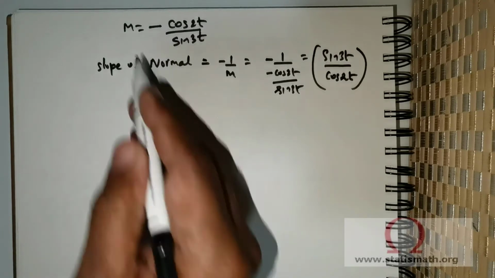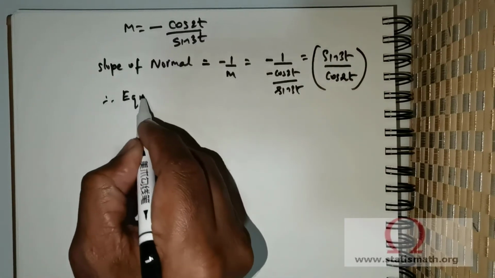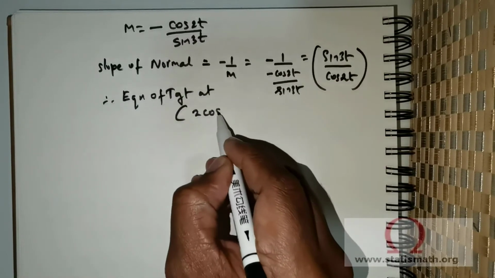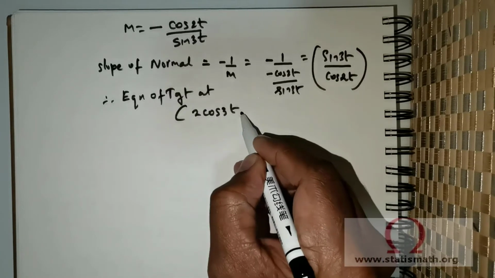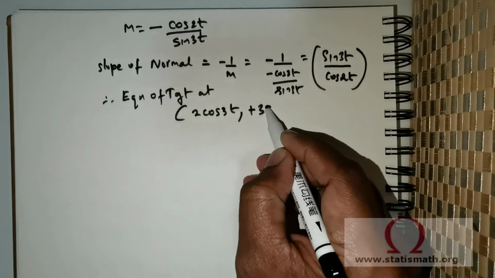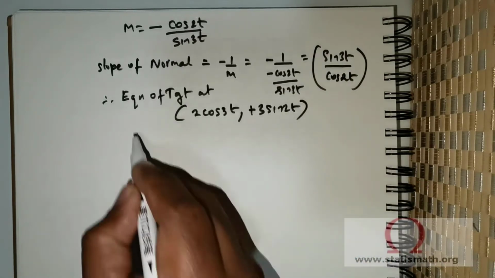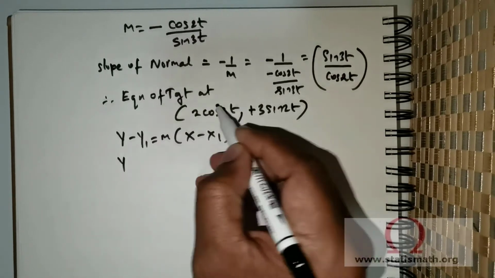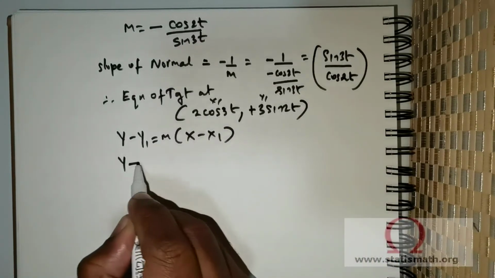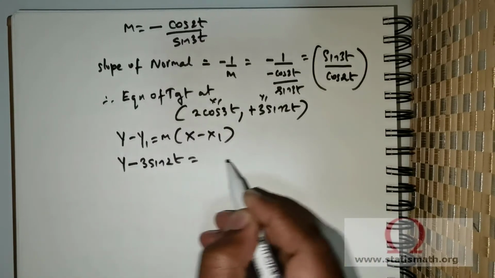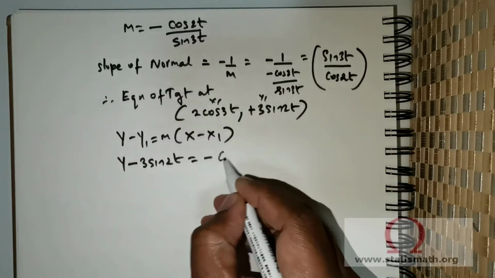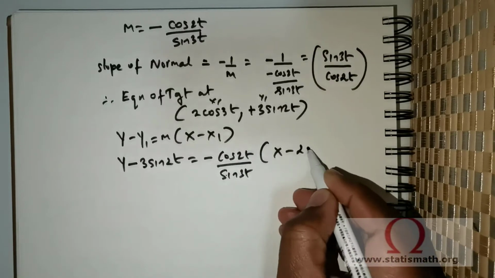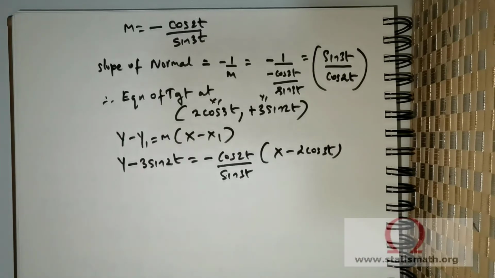So having obtained this, therefore the equation of the tangent at the point, we are given x to be 2 times cos 3t, comma y to be positive 3 times sin 2t. So the equation is y minus y1 is equal to m times x minus x1. This is my x1, this is my y1. So y minus 3 times sin 2t is equal to the slope, negative cos 2t divided by sin 3t, times x minus x1, which is 2 times cos 3t. So this is what we have got.